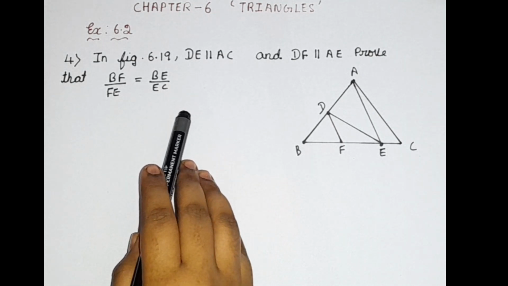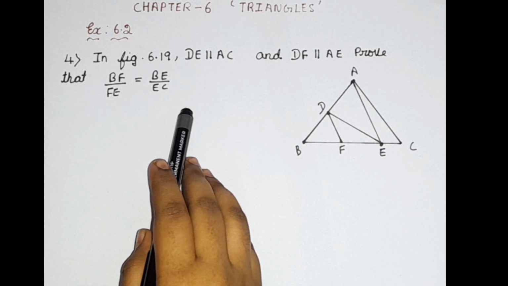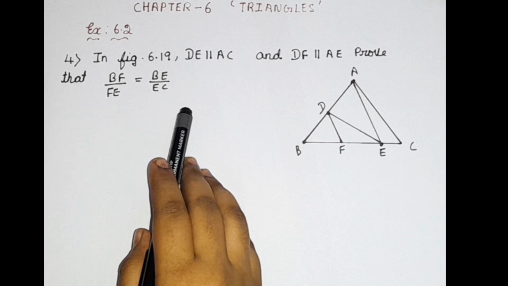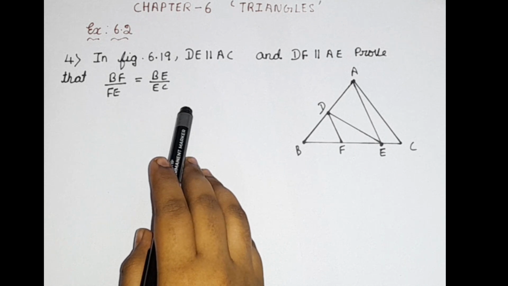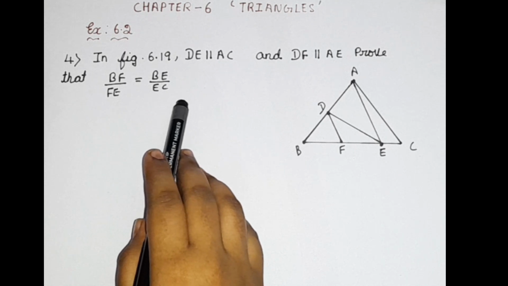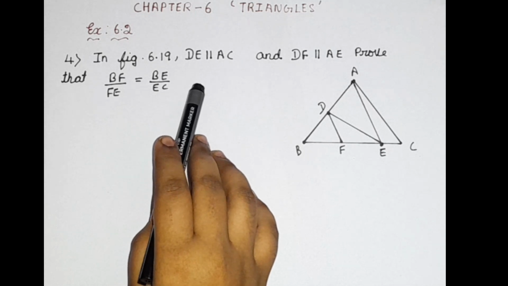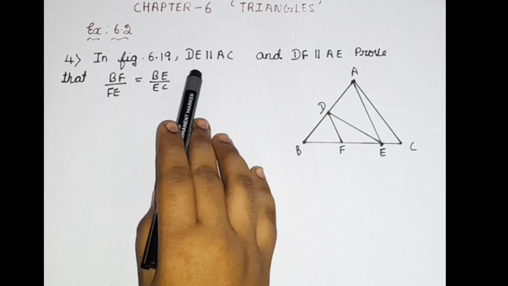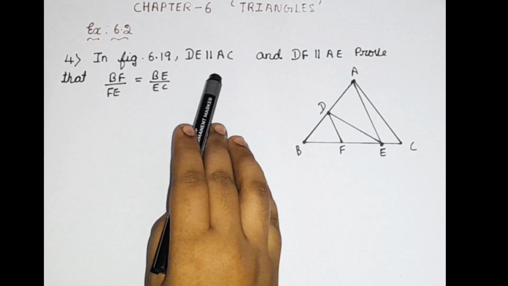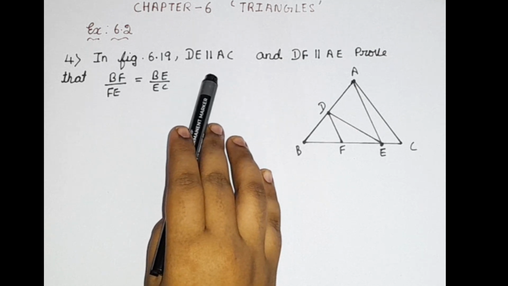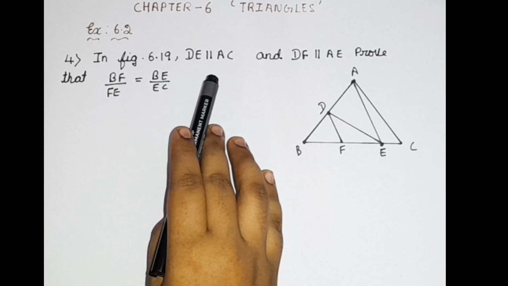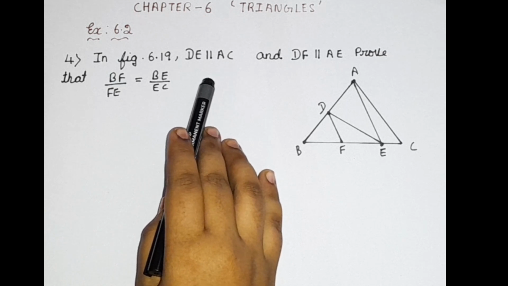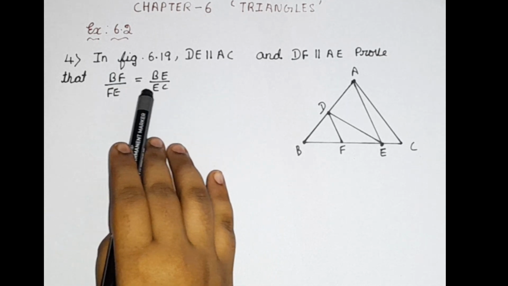So by looking at the question itself, I can say we are going to be using BPT, that is basic proportionality theorem. You might be wondering, how can I say I can use BPT? When the question says something is parallel to something else, that is DE is parallel to AC in this question, then I'm sure that we are going to be using basic proportionality theorem. And one more thing, how can we find this? If they give something to prove.